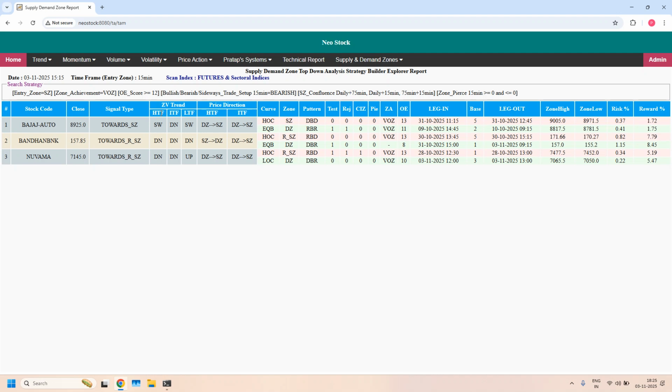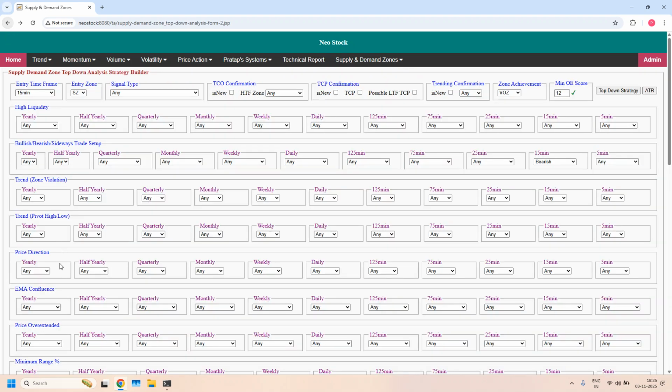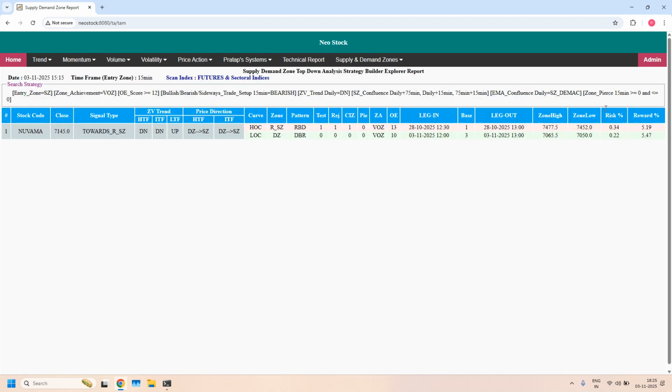In all the 3 HTF, daily trend is a downtrend in only 2 stocks. Let's apply in these 2 downtrend stocks if daily supply zone with daily EMA confluence. At the same time, trend on the daily should not be sideways. It should be downtrend because it is a bearish trade setup. So 1 stock is filtered.